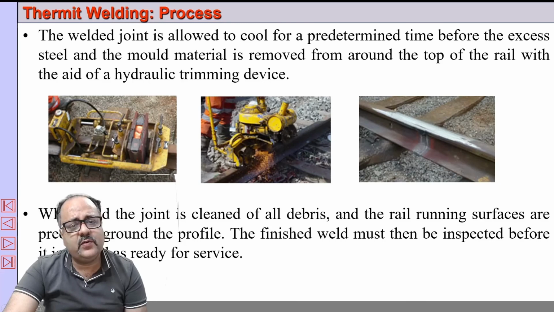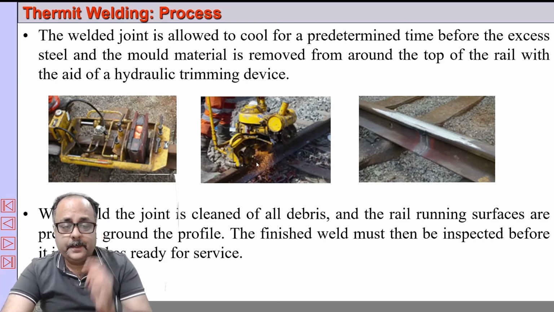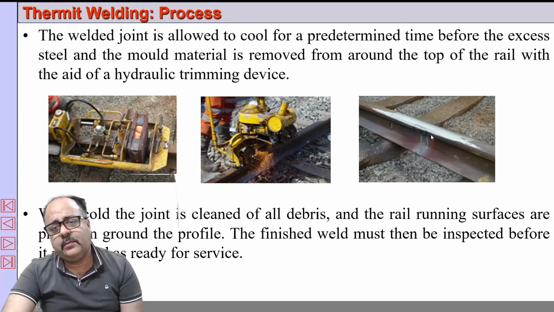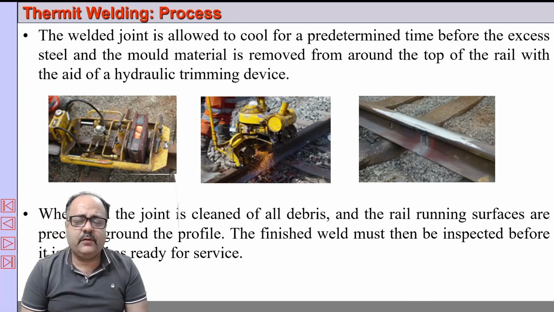So this is removed. After that, the excess metal which has been deposited between the two metal pieces, or two rails which you have joined, is cleaned by some grinding process, and you can see the final welded product here. So this is the basic process of thermite welding.